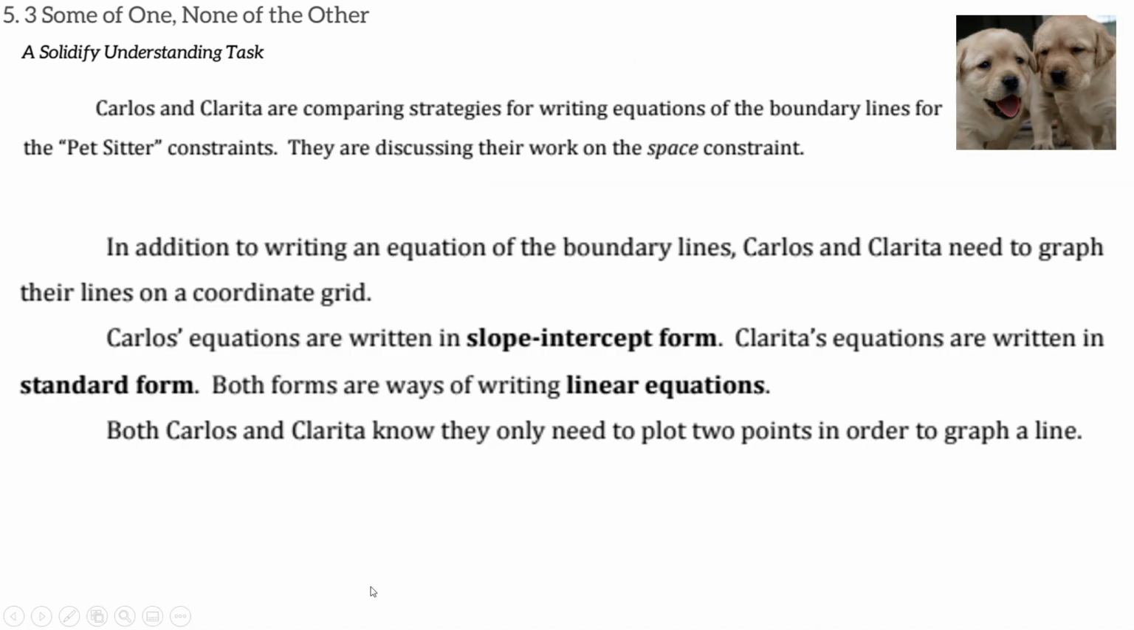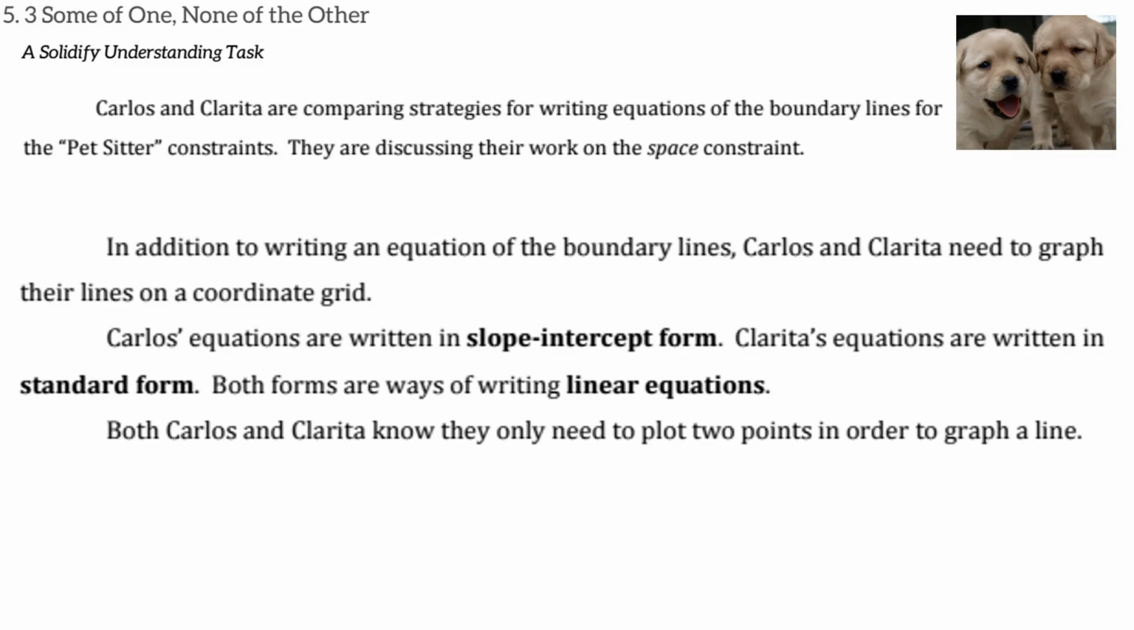In addition to writing an equation of the boundary lines, Carlos and Clarita need to graph their lines on a coordinate grid, one of the most important things we do in algebra. Carlos's equations are written in slope-intercept form. Clarita's equations are written in standard form. Both forms are ways of writing linear equations, and in fact the two most common.